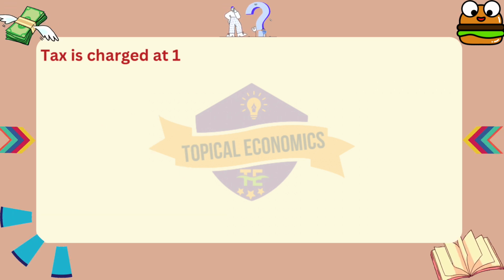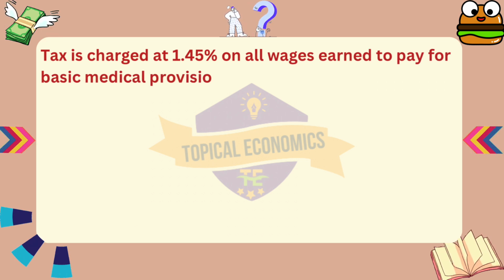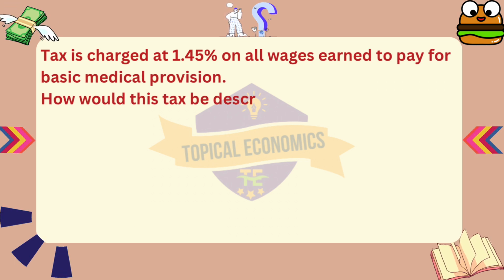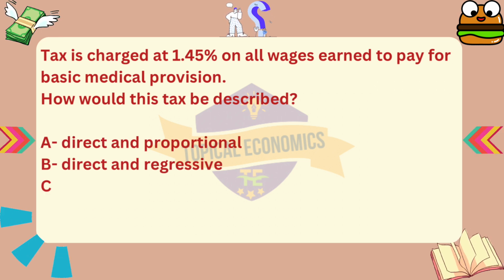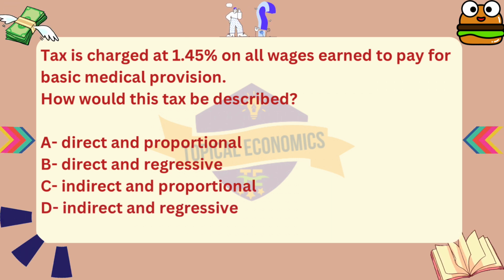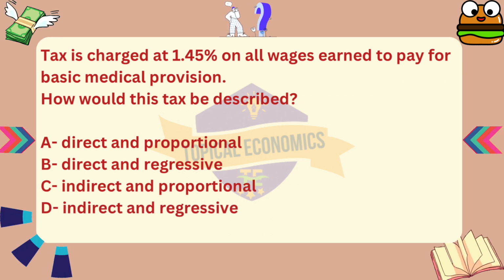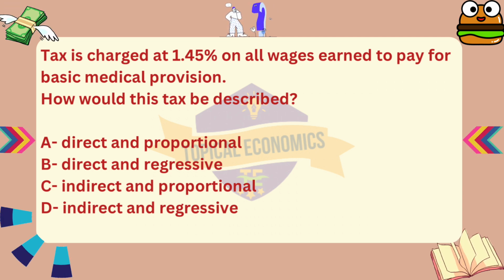Moving to question 9. Tax is charged at 1.45% on all wages earned to pay for basic medical provision. How would this tax be described? A. Direct and proportional. B. Direct and regressive. C. Indirect and proportional. D. Indirect and regressive. Reference: 2021 February-March version 2. The correct answer for this question is option A: direct and proportional.